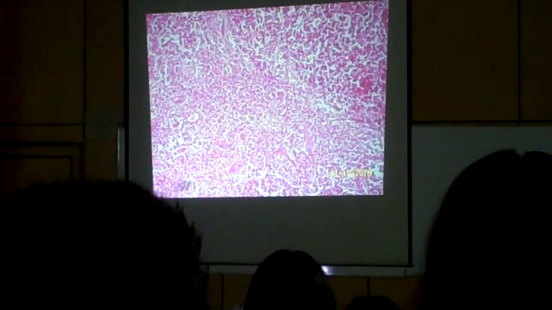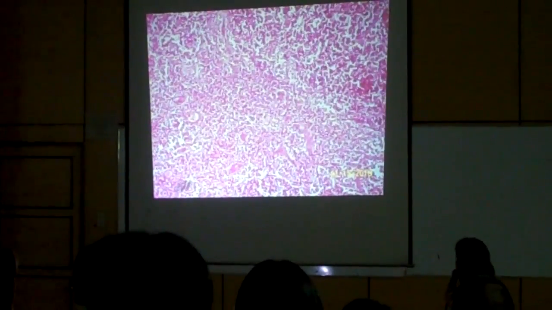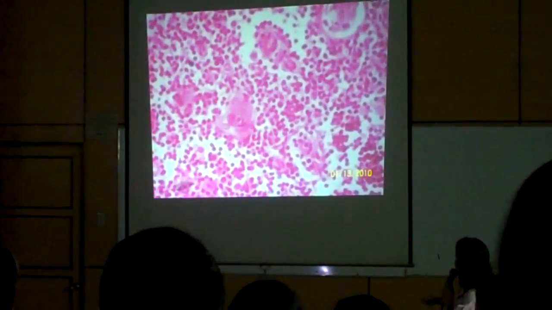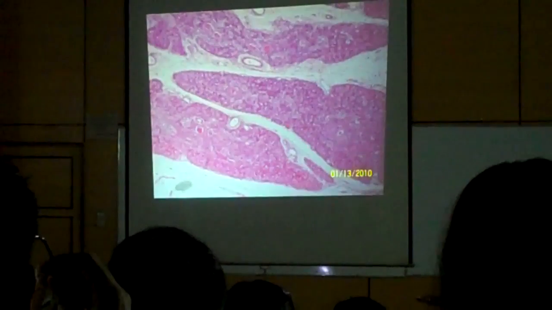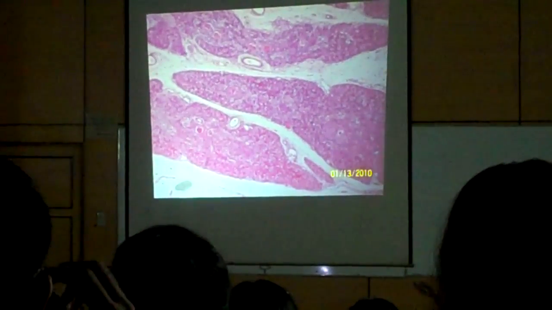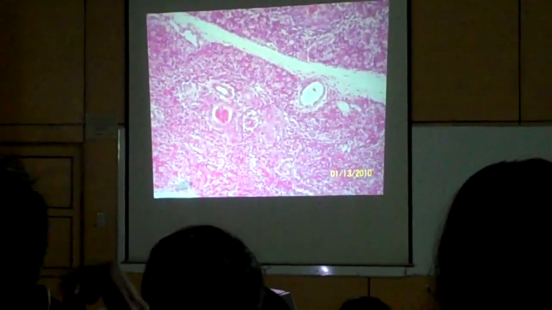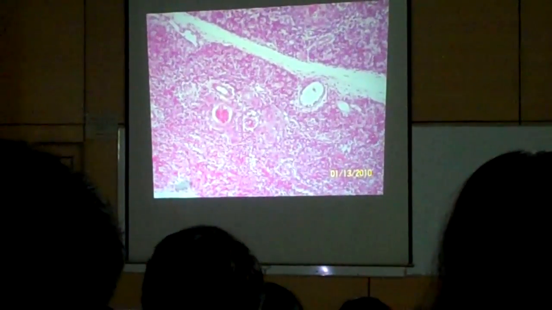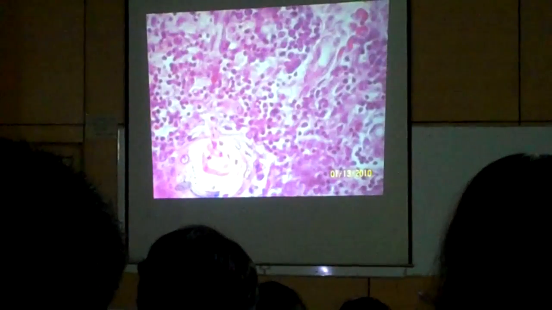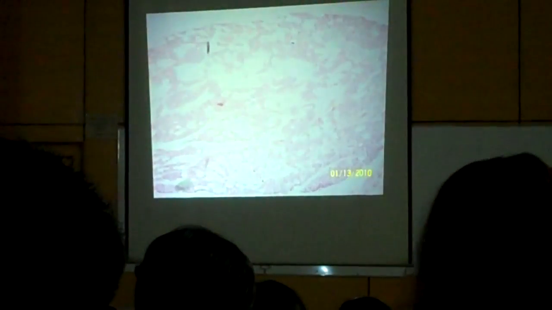Hassall's corpuscle, belonging to the thymus. So the thymus secretes hormones like thymodulin, thymic humoral factor, and thymulin. Thymus also in high power. Again, thymus, a different slide of the thymus with Hassall's corpuscle. Just a high power of the thymus.